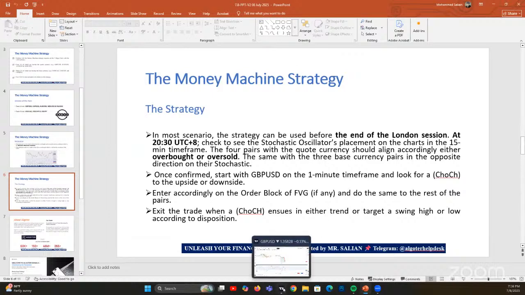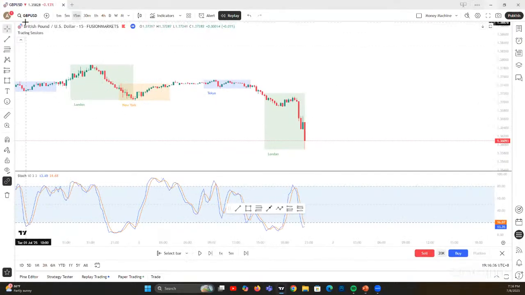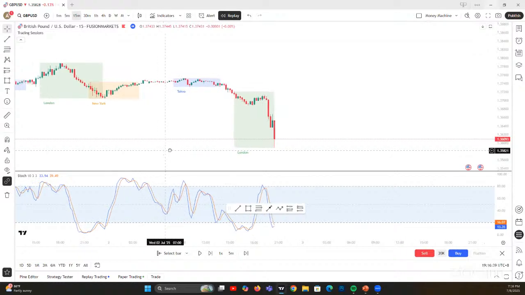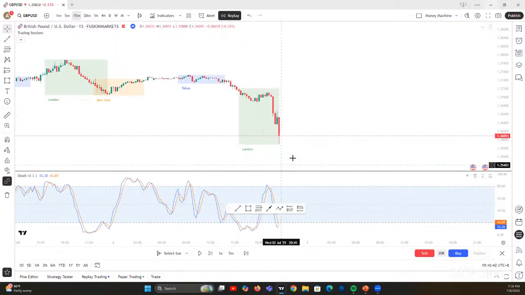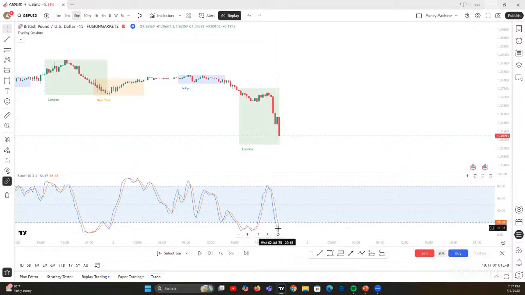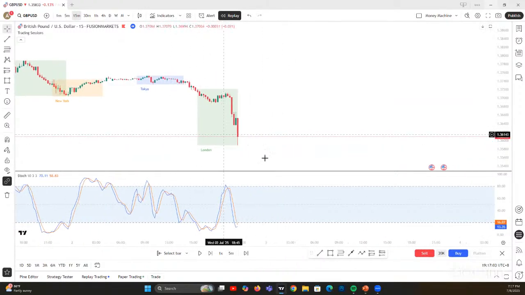So let's take a look. This is the GBP USD pair on the 15-minute. This is your stochastic. Now, at this point in time, check the stochastic. It's oversold. That's how you know. It's down there. That's one clue. So, what about the other teams? What are the rest of team A?